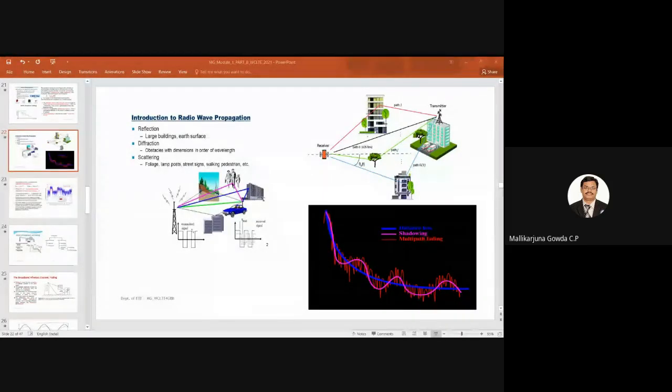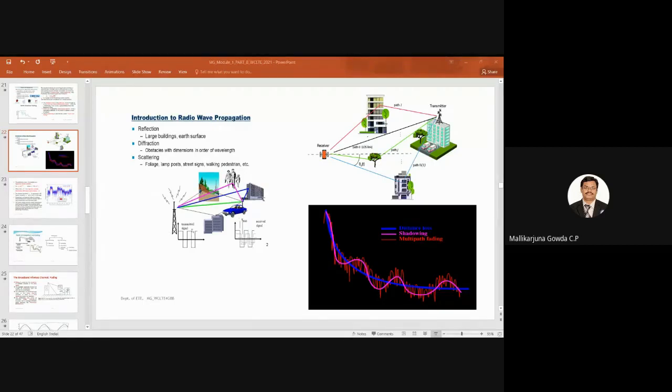One more picture is also shown here. This is the receiver, and here is the transmitter, with different colors. Path 1, path 2, and so on up to path n are shown. This is the line of sight link, and these are all multipath, meaning non-line of sight links. I will come back to this diagram later on. It is not necessary to understand it right now.